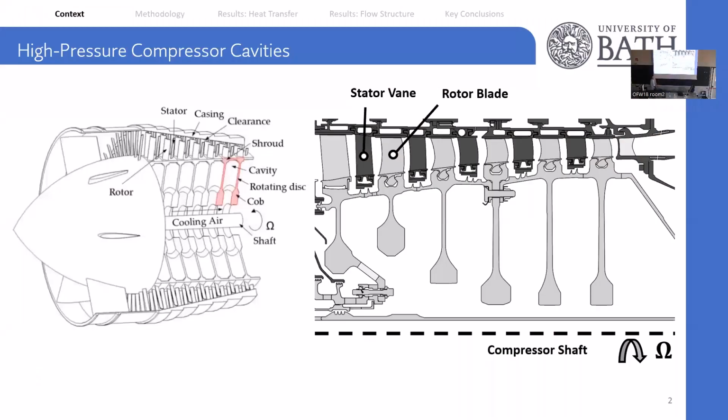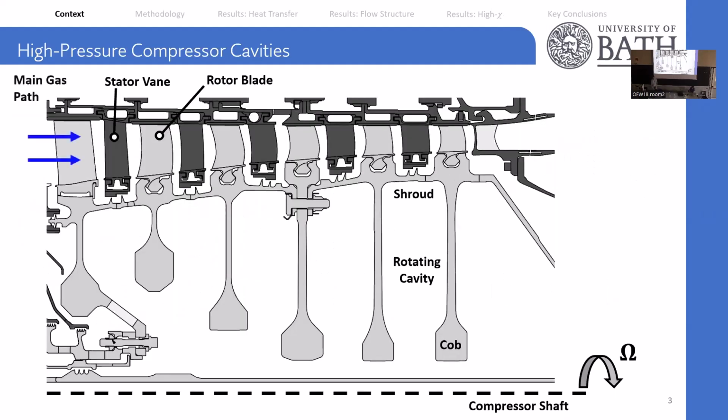So shown on screen now is a section of a typical gas turbine compressor engine. We have on the right-hand side a cross-section of this as shown on the left, and the dark gray parts are the stationary parts of the stator, while the light gray parts are rotating around the central compressor shaft. At high radius, hot flow in the main gas path heats up, increasing in temperature and pressure as we approach the combustor, while at lower radii, cooling flow is bled off to help reduce the temperature within the turbine.